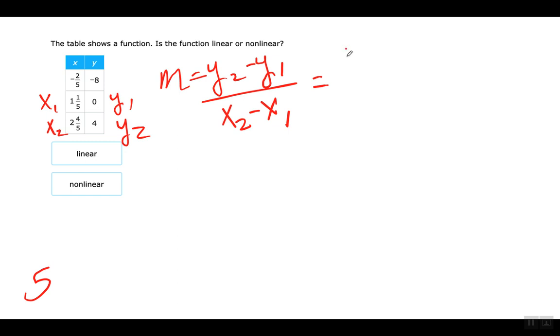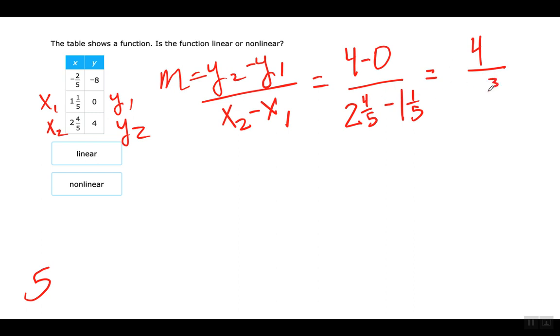All right, so on the top it's going to be 4 minus 0. On the bottom it's going to be 2 and 4 over 5 minus 1 and 1 over 5. All right, so 4 minus 0 is 4. Okay, on the bottom, 4 over 5 minus 1 over 5 is 3 over 5. 2 minus 1 is 1. And I'm going to change the bottom one to an improper fraction, which will be 8 over 5. So now I got that. So that means 4 over 1 divided by 8 over 5.